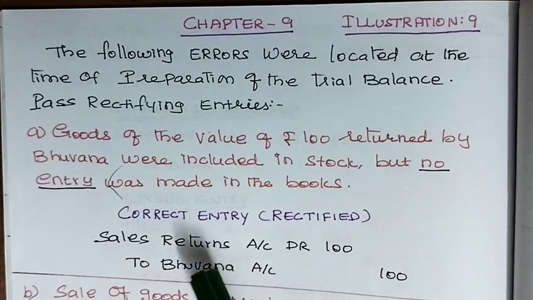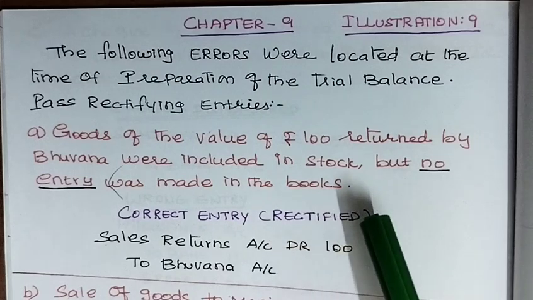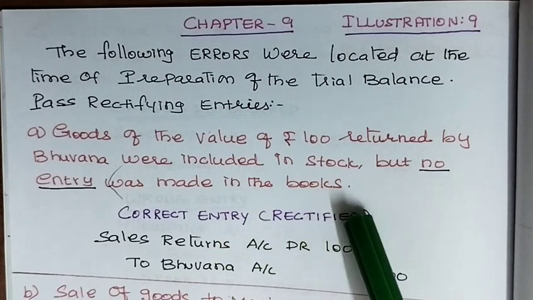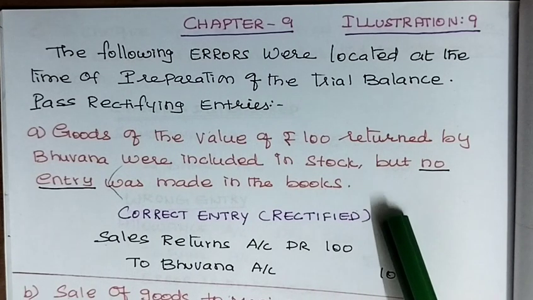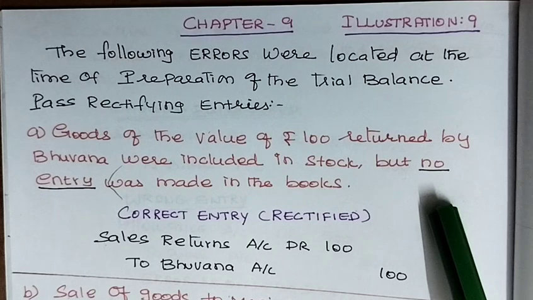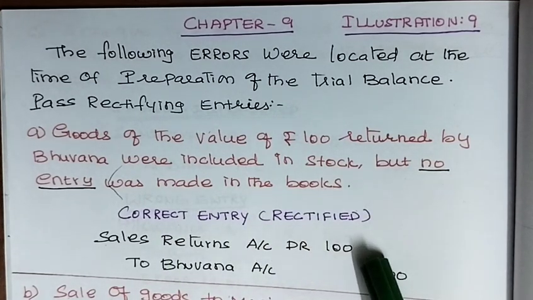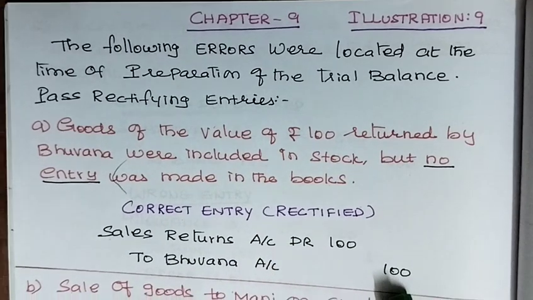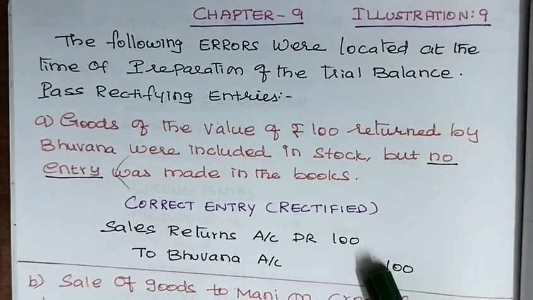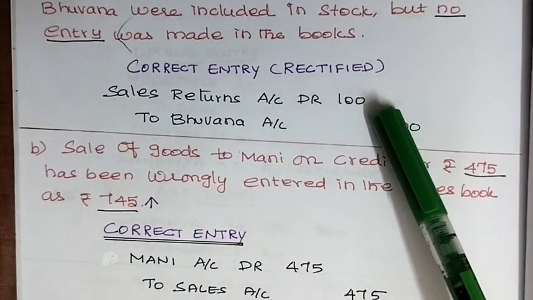How can you say sales return is on the debit side? Listen, sales return account is just opposite to the sales account. Sales account is on the credit side. In opposite, sales return account is on the debit side. Okay, so sales return account debit ₹100 to Bhuvana account ₹100. We enter the omitted transaction. Now the error is rectified.